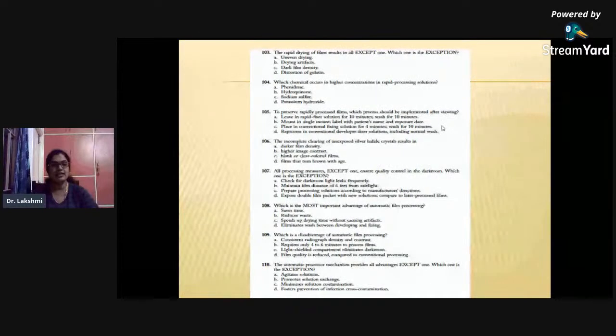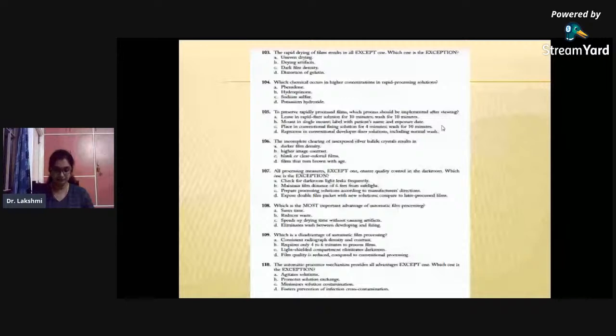104. Which chemical occurs in higher concentrations in rapid processing solutions? 104 answer is B. Hydroquinone. Okay. 105. To preserve rapidly processed films, which process should be implemented after viewing? That is C. Place in conventional fixing solution for 4 minutes and wash for 10 minutes. So 106. The incomplete clearing of unexposed silver halide crystals results in option D. Films that turn brown with age.